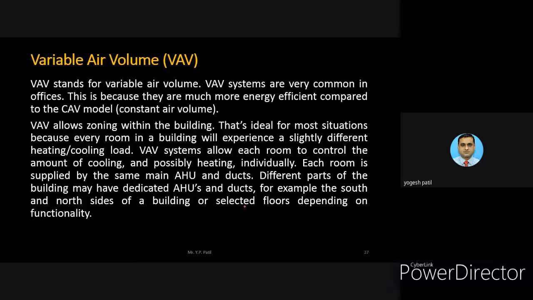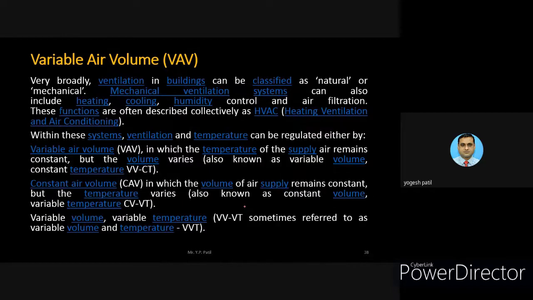That I already explained to you. So very broadly, we can say that the ventilation in a building can be classified as natural or mechanical ventilation. Mechanical ventilation systems can also include heating, cooling, and humidity control. So there are two parts of air volume systems, we can say mechanical and natural.